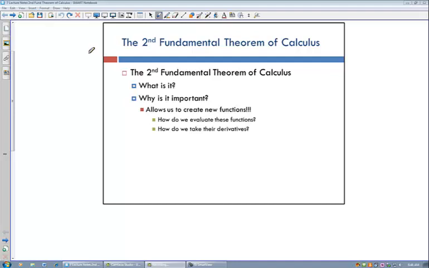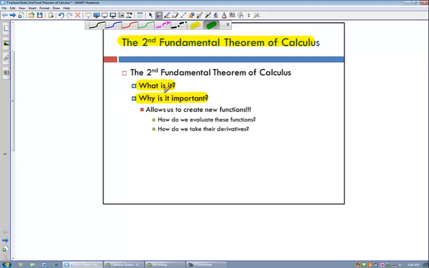This is our final video, and it's on the second fundamental theorem of calculus. We want to talk about what it is and why it is important. You should know that this fundamental theorem of calculus is considered by many as one of the greatest achievements of the human mind. There are several reasons for this. One reason is it connects the idea of area and rate of change, the idea of integral and derivative.